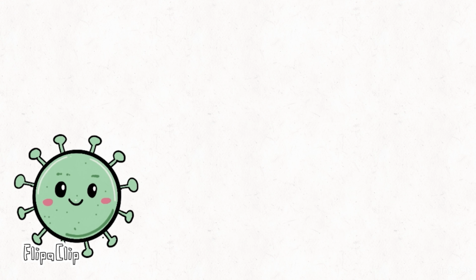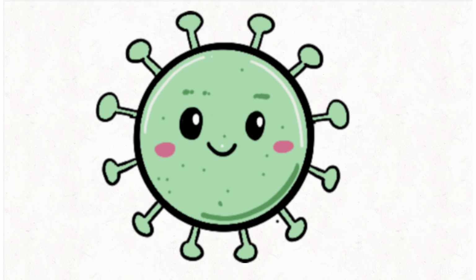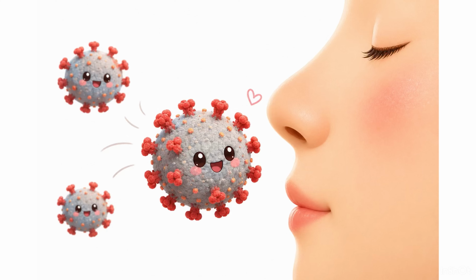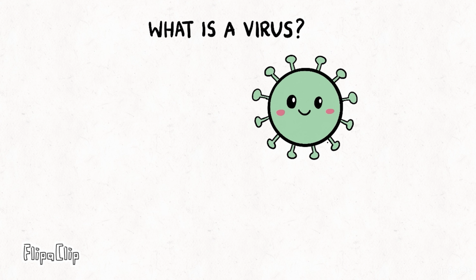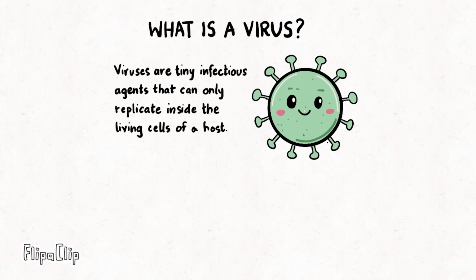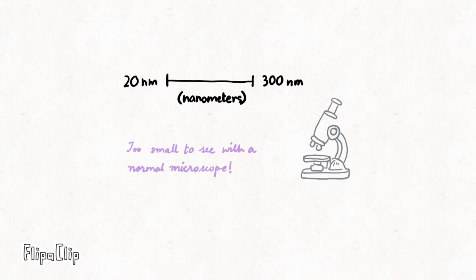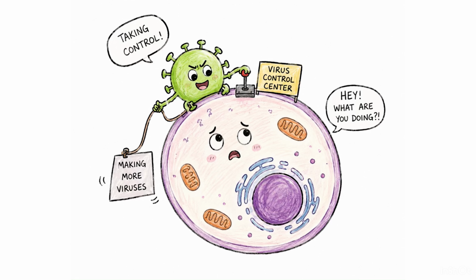This tiny particle, you can't even see it, but once it enters your body, it can turn your own cells against you. Let's understand what exactly a virus is. Viruses are tiny infectious agents that can only replicate inside a host cell. In simple terms, they are like biological hackers. They don't have their own machinery, so they enter a living cell and use its system instead.